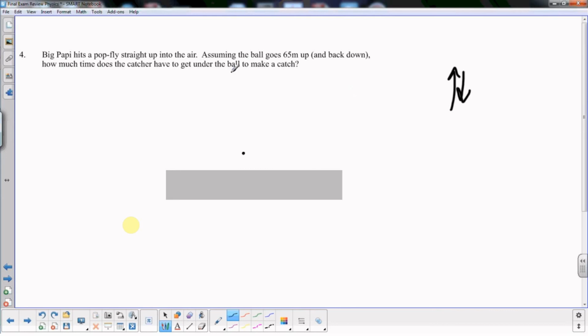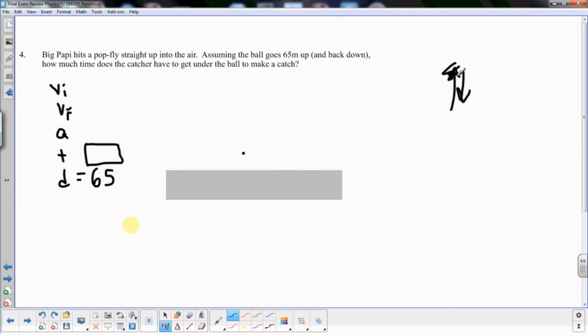We use our, once again, DI, VF, ATD. Let's see here. We know the distance is 65. We're looking for time. But in order to really do anything, I guess we need the initial velocity. Or we can flip it over on its head. We can treat it as a free fall problem. Instead of looking at it going up, we can look at it coming back down.